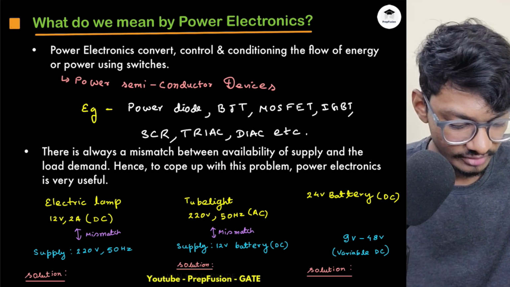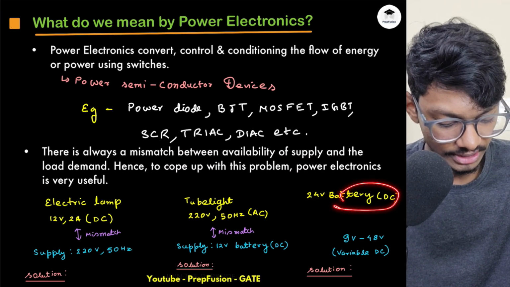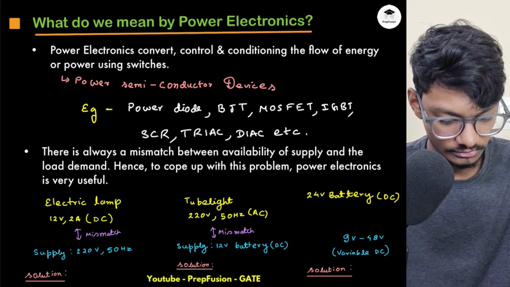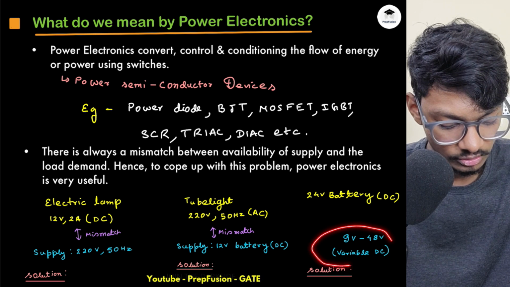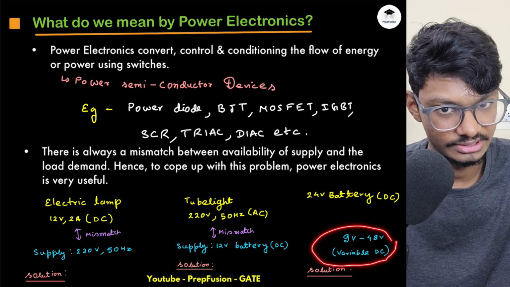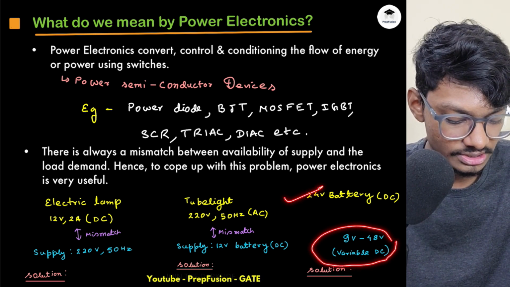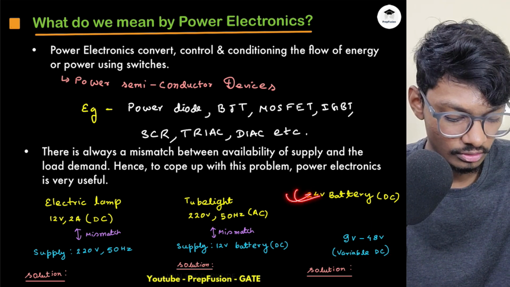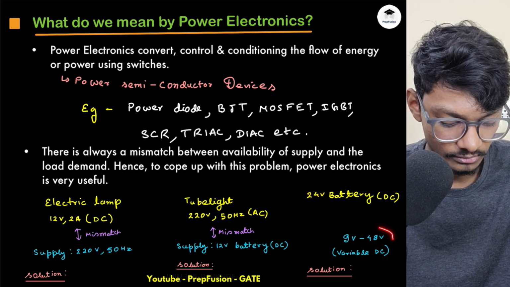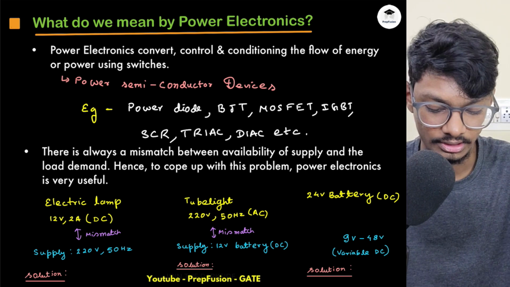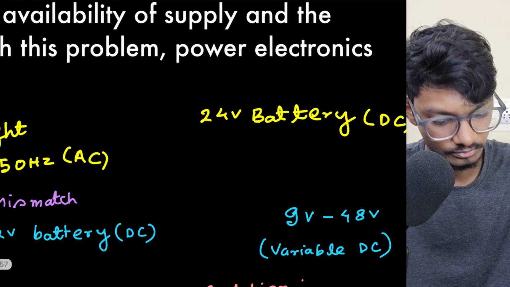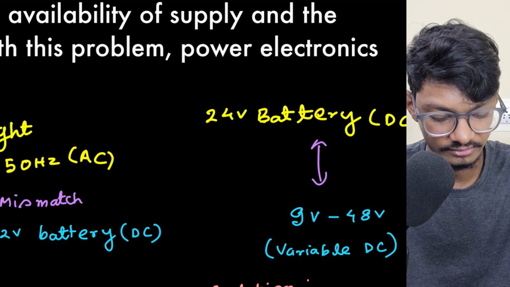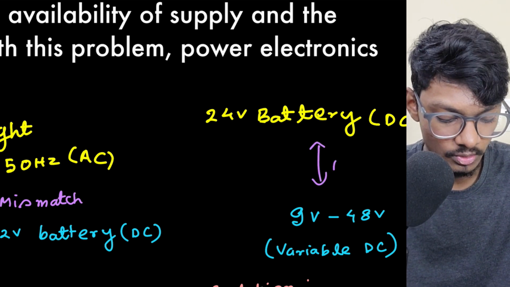Again, let's say I have a 12 volt battery that I want to charge, but I have a 9 to 48 volt variable DC. So how can I get a constant 24 volts in the battery, when I have a variable DC? Again there is a mismatch. I want exactly 24 volts. I don't want this variable thing, but they are providing me a variable supply. So there is a mismatch. How can I match this?